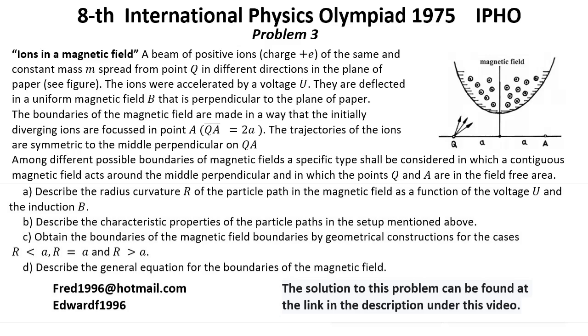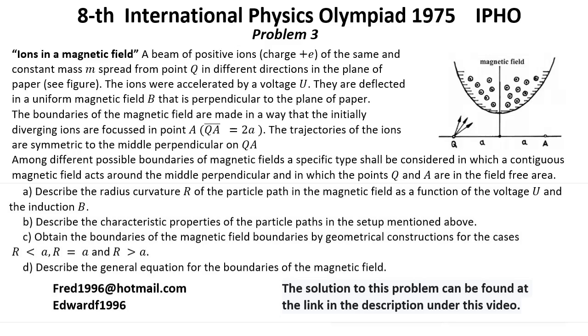Problem number 3. Ions in a magnetic field. A beam of positive ions, charge positive e, of the same and constant mass m, spread from point Q in different directions in the plane of paper. See figure. The ions were accelerated by a voltage U. They are deflected in a uniform magnetic field B that is perpendicular to the plane of paper.